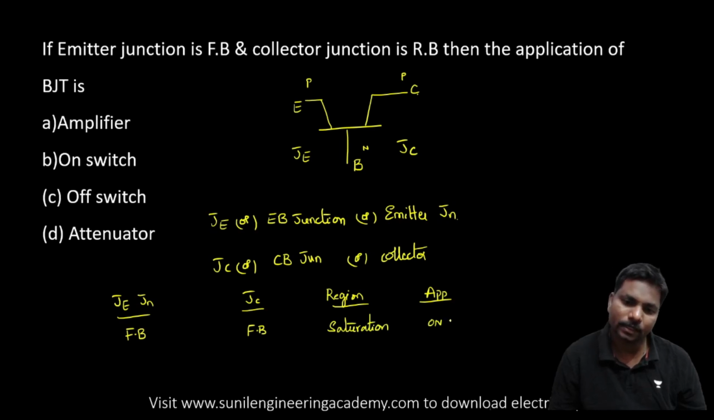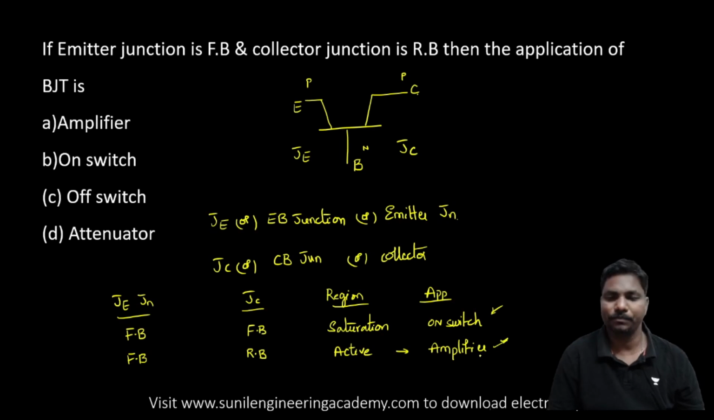So it is like an on switch. For this, it is a normal application like a switch operation. And the second one, if the first junction is forward bias and the second one is reverse bias, it will be in the active region, in which it will act as an amplifier. This is the main important application of the transistor.